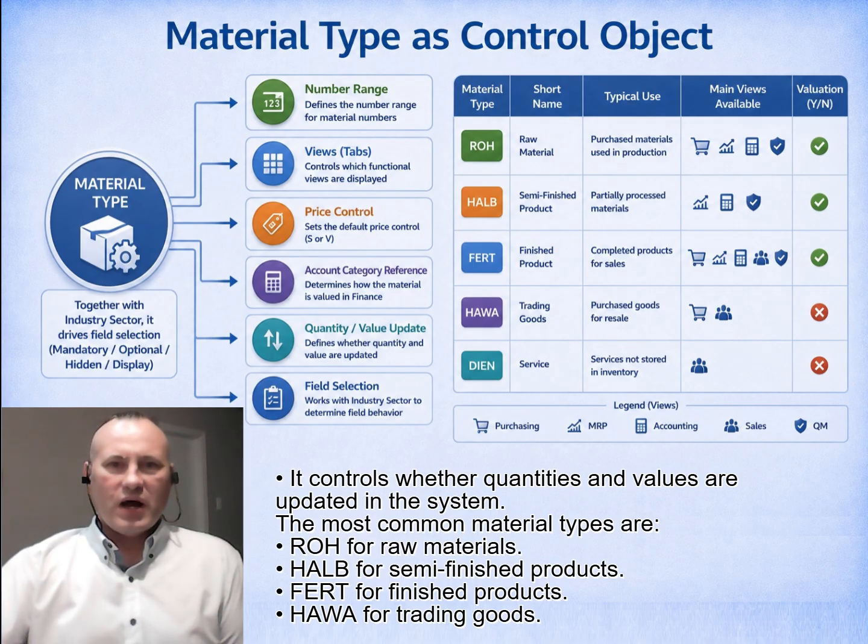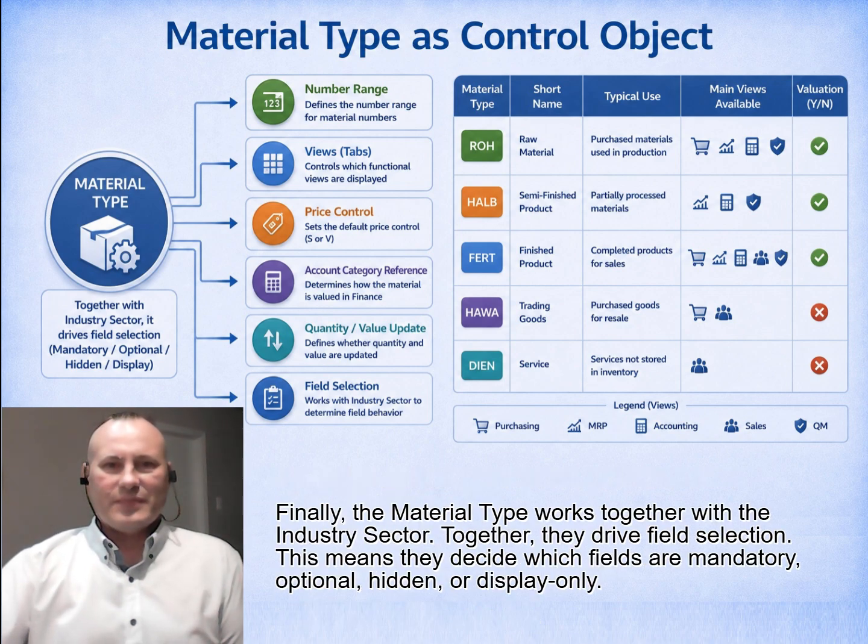The most common material types are ROH for raw materials, HALB for semi-finished products, FERT for finished products, and HAWA for trading goods. Finally, the material type works together with the industry sector. Together, they drive field selection. This means they decide which fields are mandatory, optional, hidden, or display only.